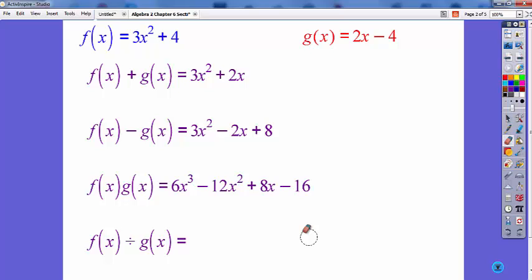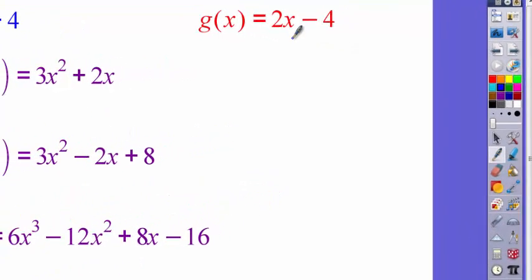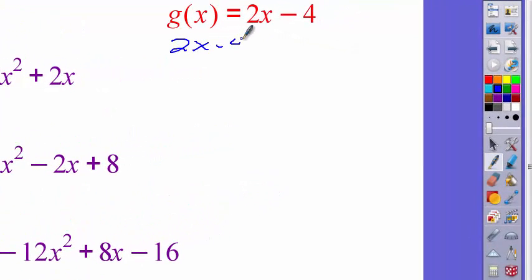Yep, the last one, we have a division, right? What do you notice? Which piece is the numerator, the f or the g? The f is the numerator, so what's the denominator? G. What do you notice about g? When I divide, I like this type of denominator because it means I can use synthetic division. What do I want the denominator to be? A linear equation. Is this linear? Yeah. So what do I have to do with it, though? Set it equal to what?